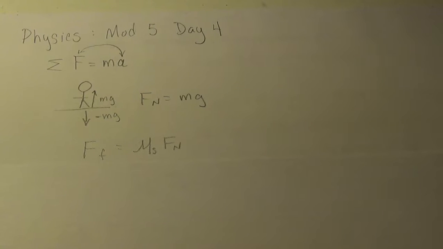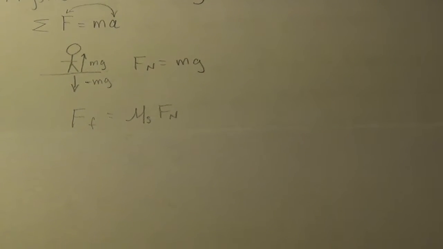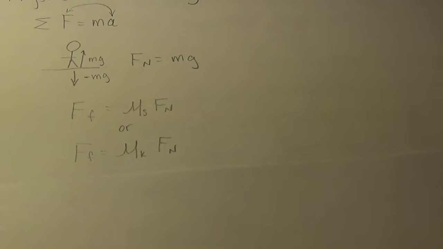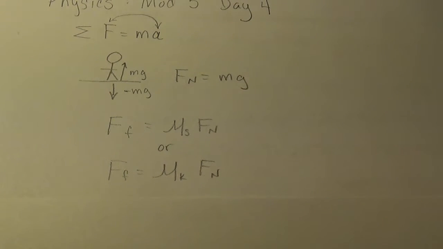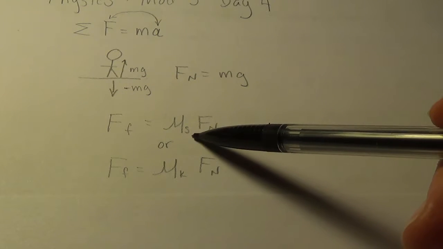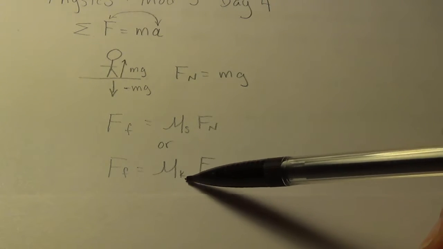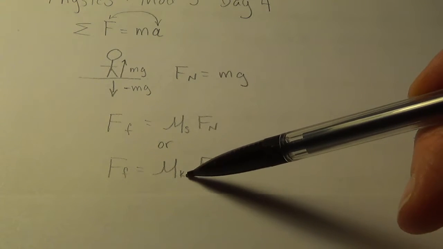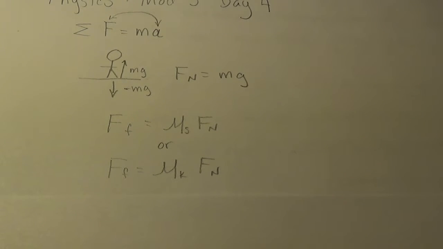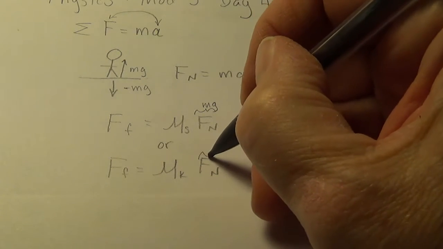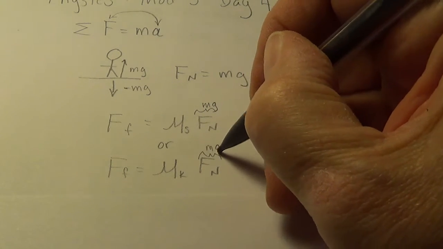Then we added the force of friction. And the force of friction, we learned, was either mu sub s times force normal, or mu sub k times force normal. If the object was still when we started to push it, the force of friction used mu sub s. If the object was already in motion, we used mu sub k. These are coefficients of static and kinetic friction. And we recall force normal for now on our horizontal surfaces is mg.